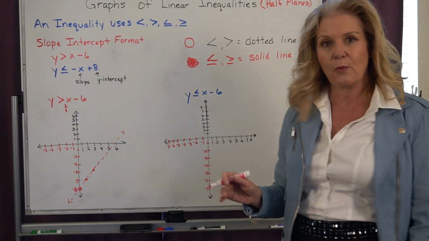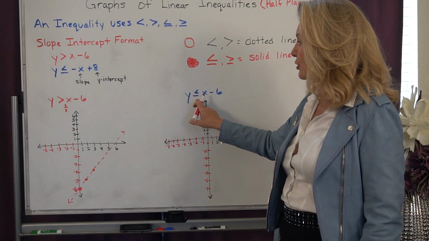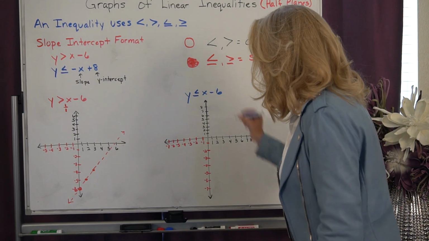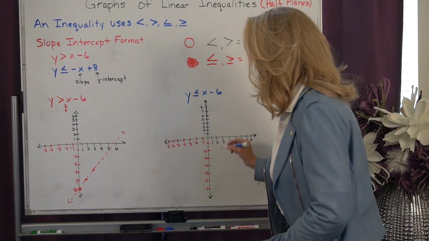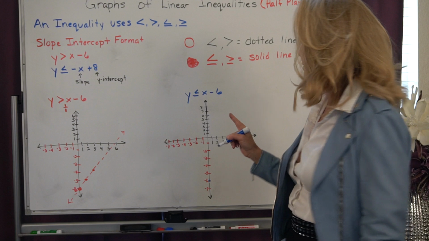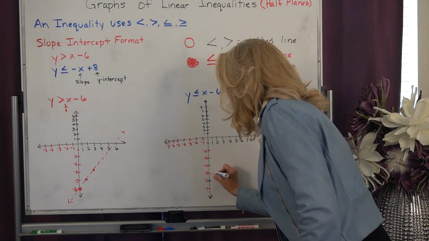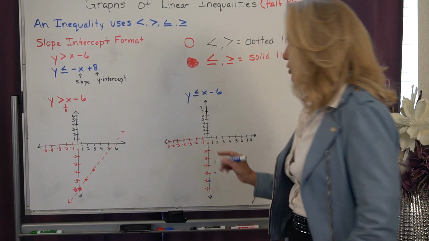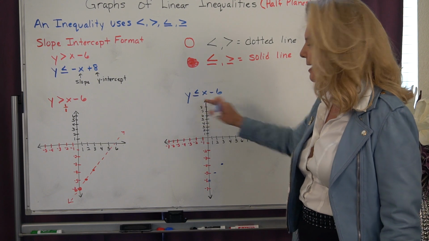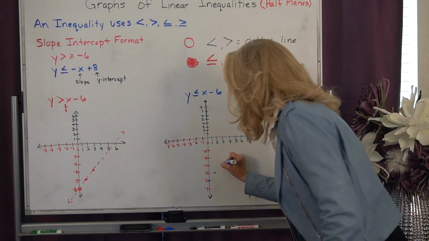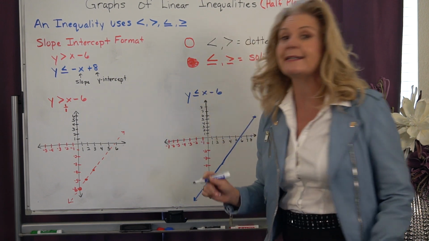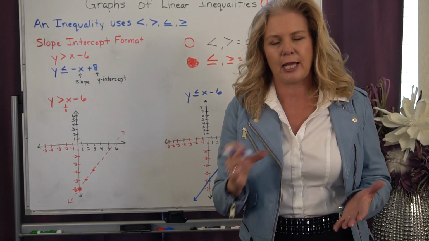Now, if we take the second one, I have y is less than or equal to x minus 6. Well, let me go graph it. So I'm going to go to x minus 6. That negative 6 is going to be right here. And I'm going to go up 1 over 1. Okay, so notice it's looking the same, but because I have this equal sign, I have to use a solid line. So that dotted and solid line really are the crucial pieces here in order for us to solve this.